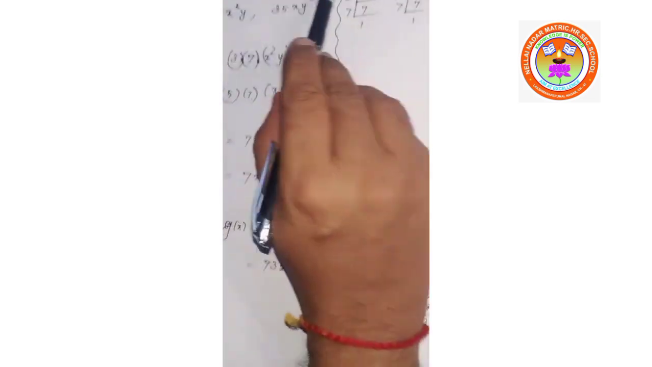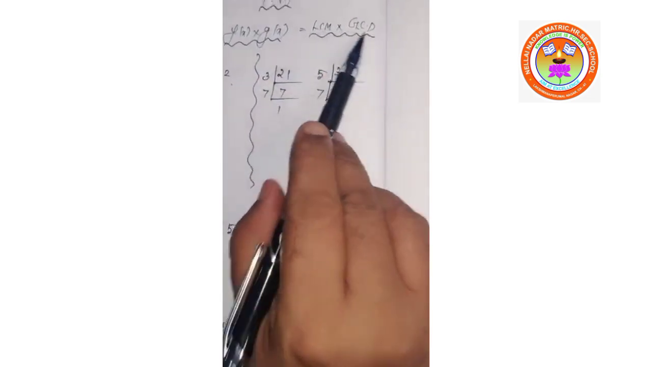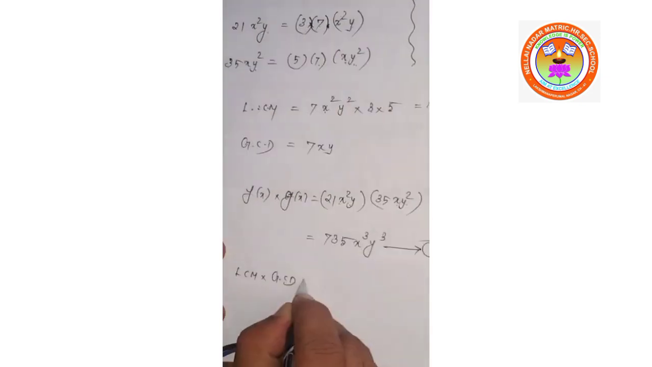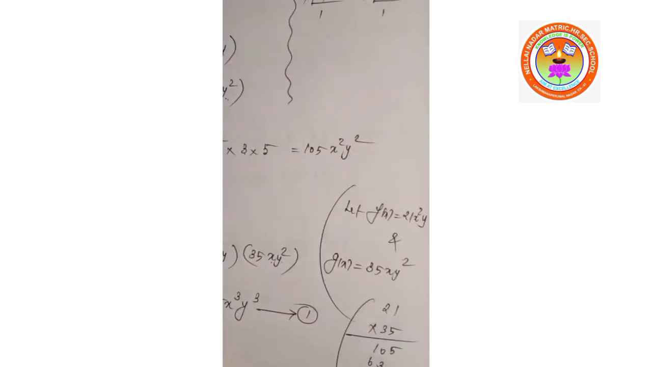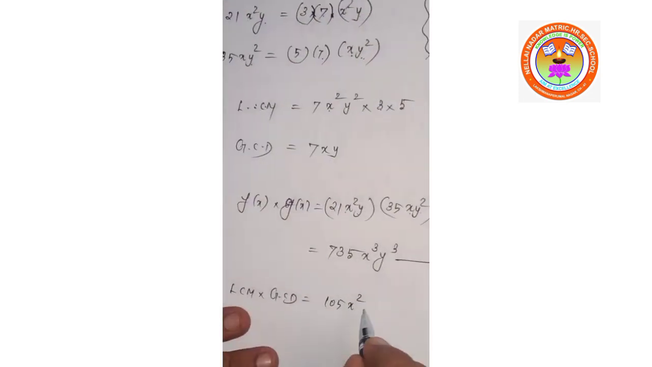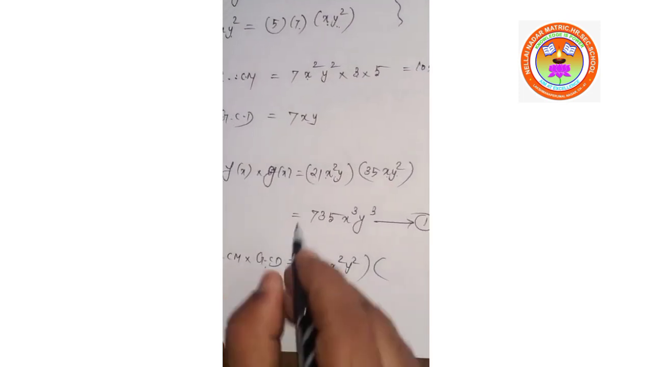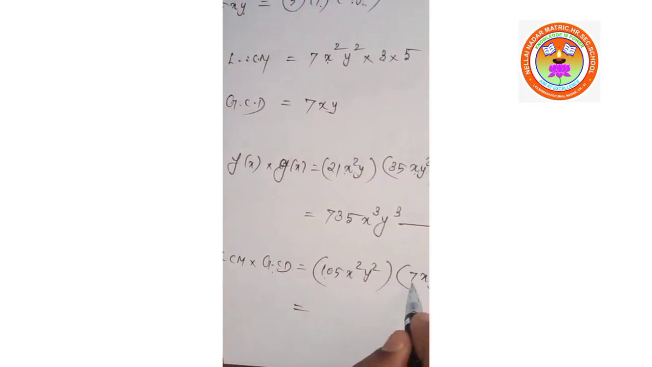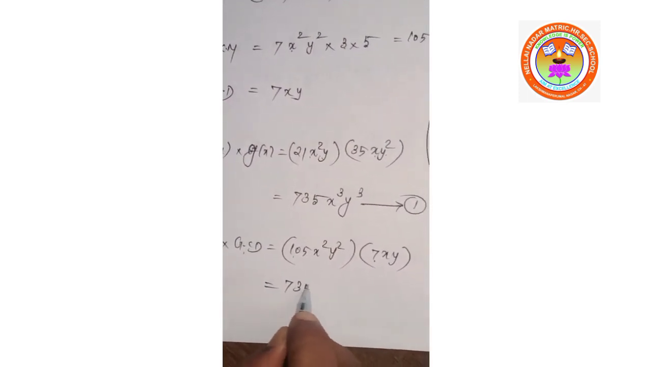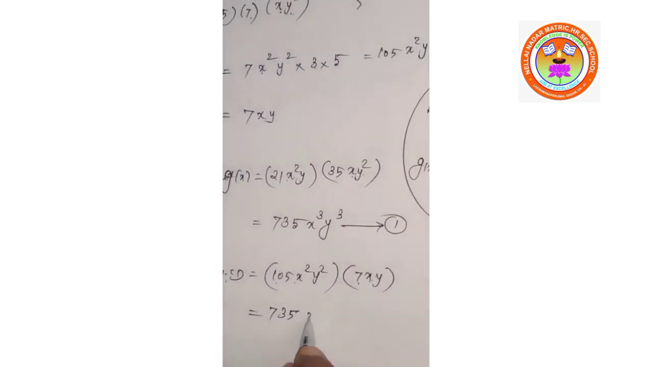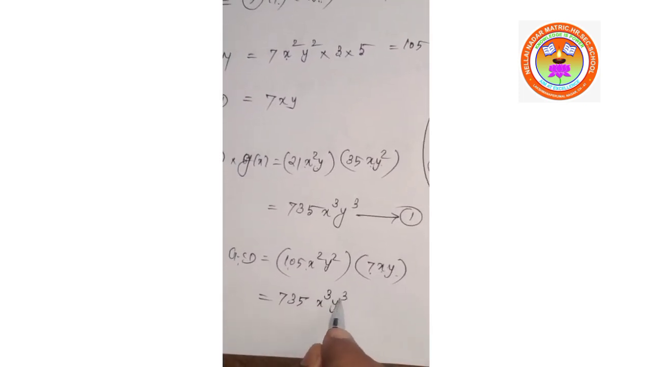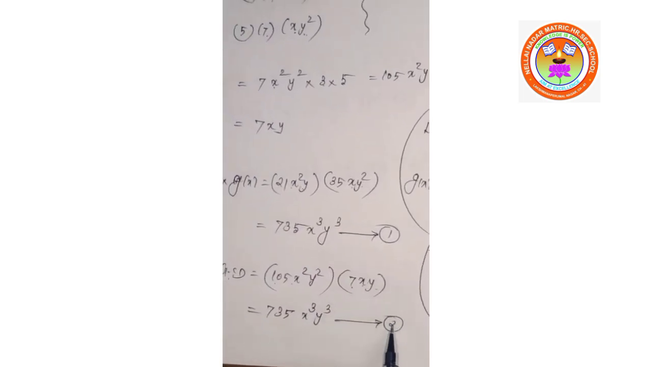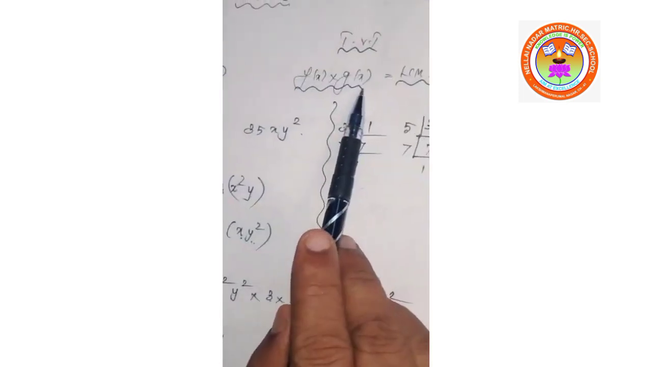Now I am going to take RHS, that is LCM into GCD. LCM here is 105 x squared y squared into GCD here 7xy equals 105 into 7, that is equal to 735. X squared into x equals x cube. Y squared into y equals y cube. Look at that. 1 and 2 same answer. From 1 and 2 it is verified that f of x into g of x equals LCM into GCD.